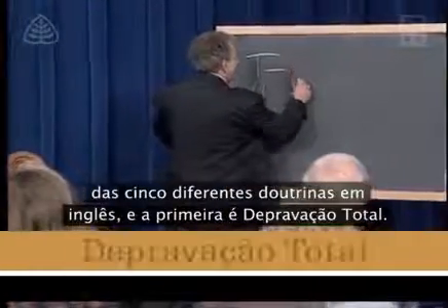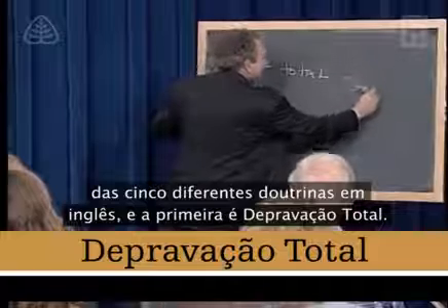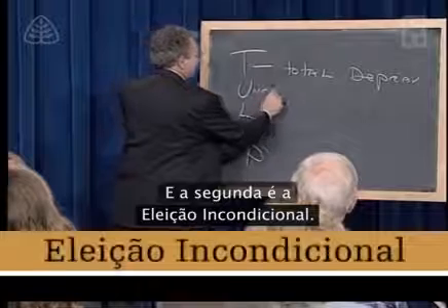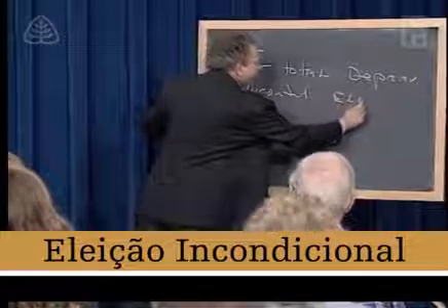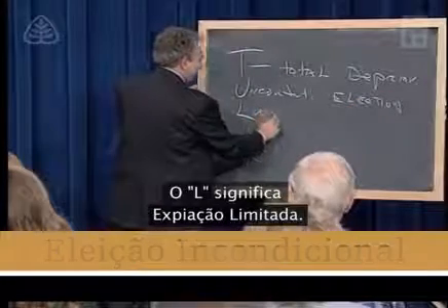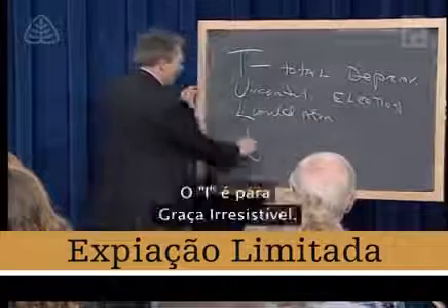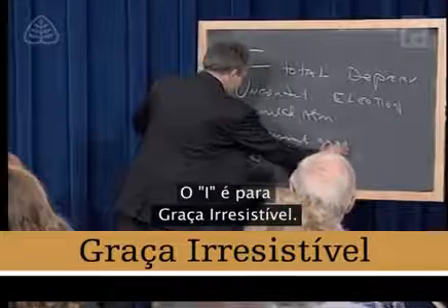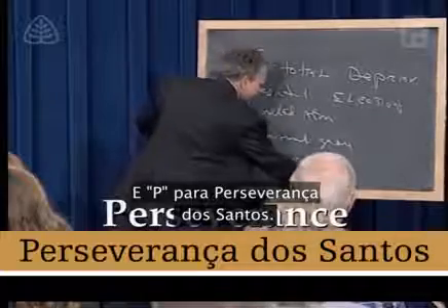The first is total depravity, hence the T. The second is unconditional election, and hence the U. The L stands for limited atonement, the I for irresistible grace, and P for the perseverance of the saints.